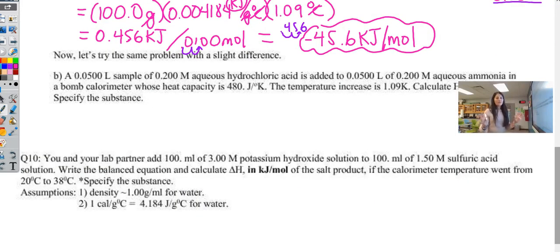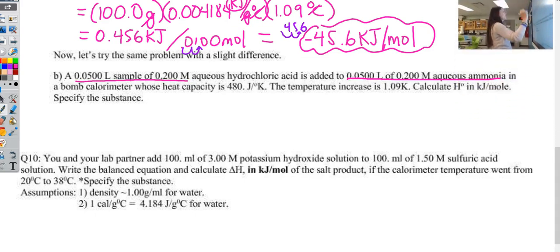So now I'm going to switch gears for just a second and let you know how a bomb calorimeter is different. If you see a problem with the bomb calorimeter, it may just be exactly the same as a simple calorimeter problem, and they don't tell you anything different. But in this particular problem, we've got a 0.05 liter sample of 0.2 molar hydrochloric acid, also added to this ammonia. It's put in a bomb calorimeter, and they're giving us the heat capacity of the bomb. The temperature increase is 1.09 Kelvin. Calculate delta H in kilojoules per mole.